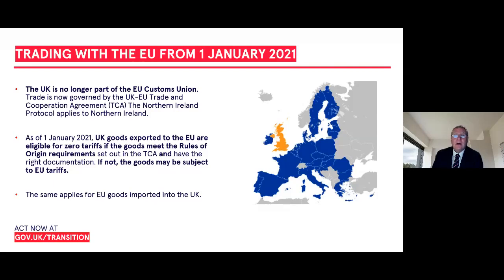The UK is no longer part of the EU Customs Union. Trade is now governed by the UK-EU Trade and Cooperation Agreement, known as the TCA. As of the 1st of January 2021, UK goods exported to the EU are eligible for zero tariffs. To access zero tariffs, goods must meet the rules of origin requirements set out in the agreement and have the right documentation. If not, the exported goods may be subject to EU tariffs. This applies to UK exports to the EU and also to EU products imported into the UK.